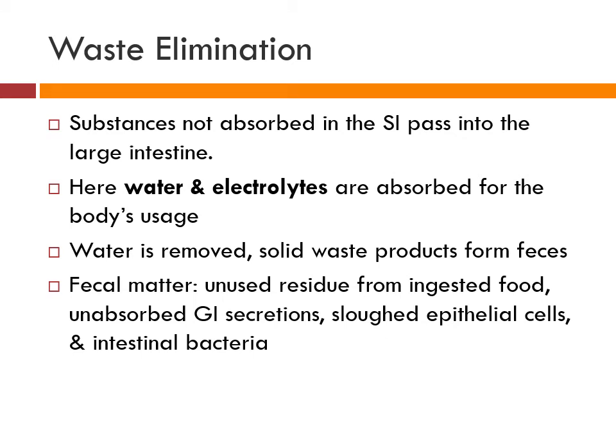Substances that are not absorbed in the small intestine pass into the large intestine. Water and electrolytes get absorbed in the large intestine for usage by the body. As water is removed, the feces becomes more solid, and fecal matter is unused residue from ingested food, unabsorbed GI secretions, sloughed off epithelial cells, and intestinal bacteria.